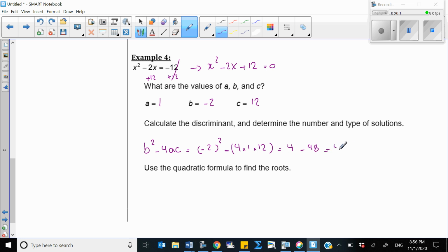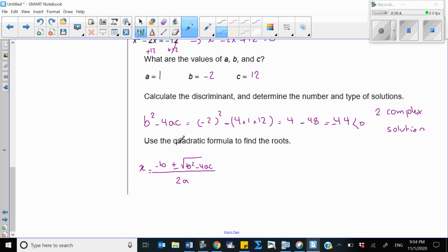So the answer is negative 44. As you see, this time our discriminant is a negative number. It's negative, it's less than 0. So I can say I'm going to have two complex solutions. Now let's see how we can find complex solutions.